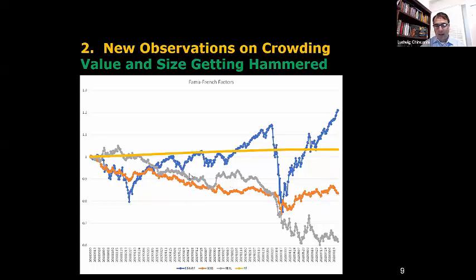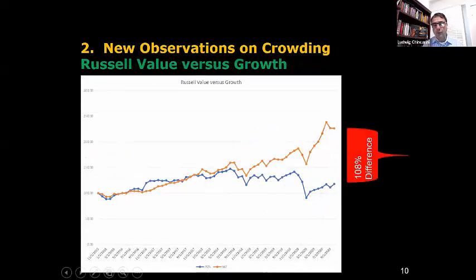So again, is this crowding? Perhaps. And here's a similar view of it for people who don't care about factors. Russell value versus growth. Even in the last 2 years, there's a 108% difference in returns, which, if you think about it, sounds very extreme.